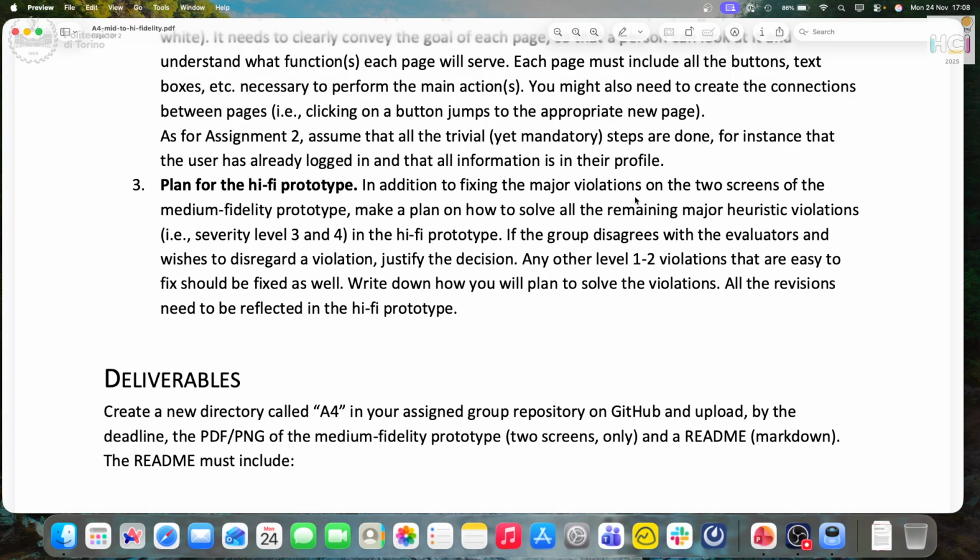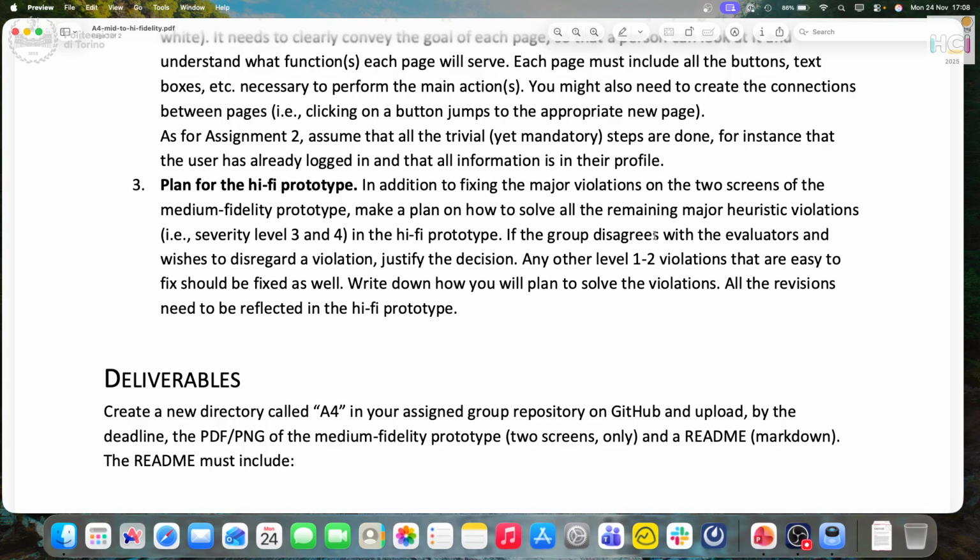Or if the group disagrees with the evaluators and wishes to disregard a violation, just justify the decision. So the evaluator said, this is missing. Yes, of course it's missing. So the evaluation, we will do it because it's missing. We will do it anyway, so we can dismiss the evaluation.